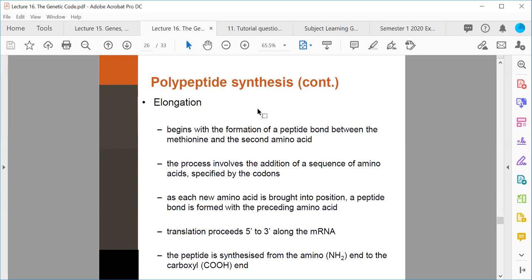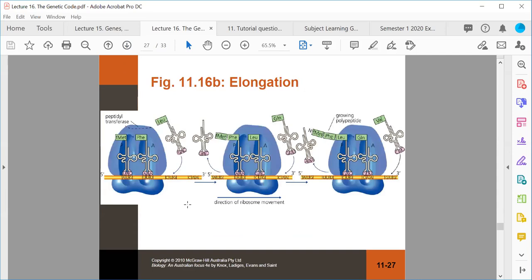All right, step 2 of translation. This is the elongation phase. And I'll come back to this in a minute, but first I think we'll just have a look at these images. All right, so let's just look over here to the left. Otherwise, this can be quite confusing. So here's our first transfer RNA molecule, and it has bound to the first codon in the RNA. It's carrying the amino acid methionine.